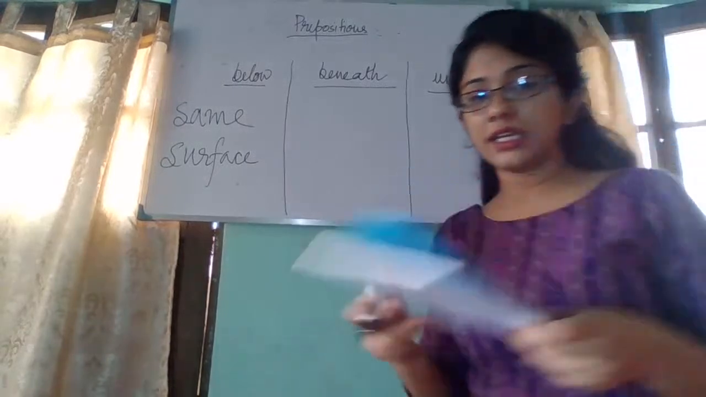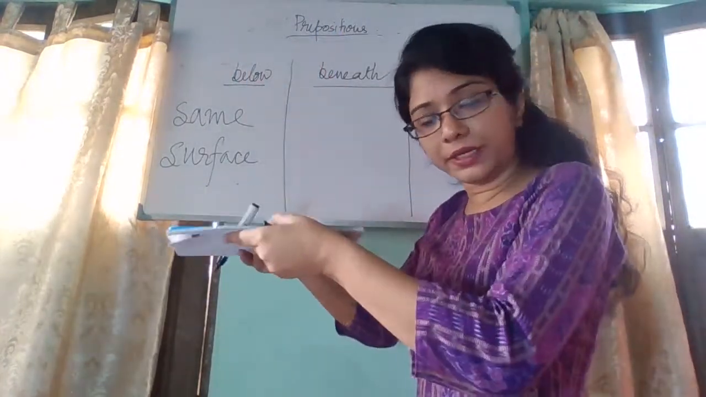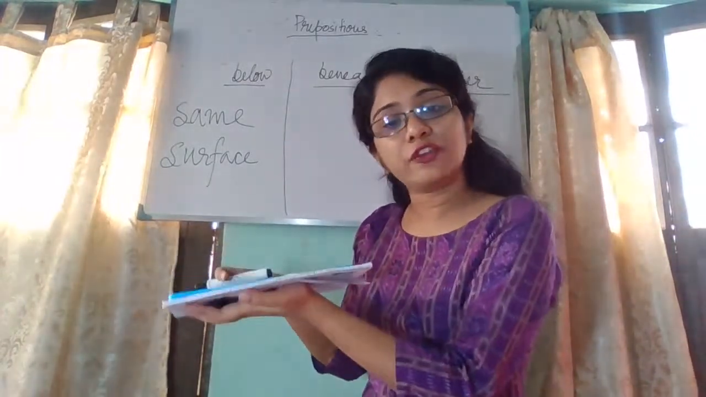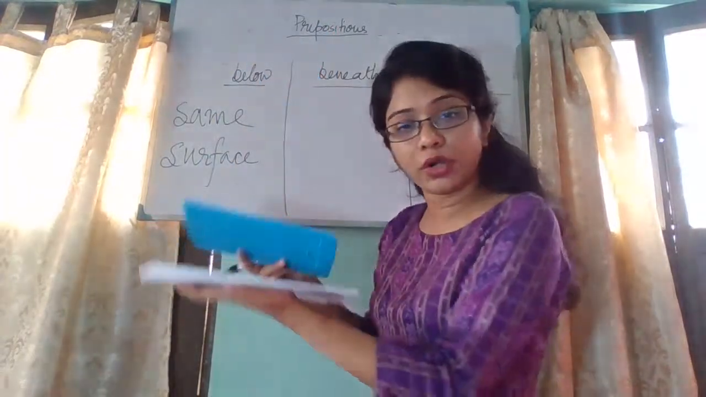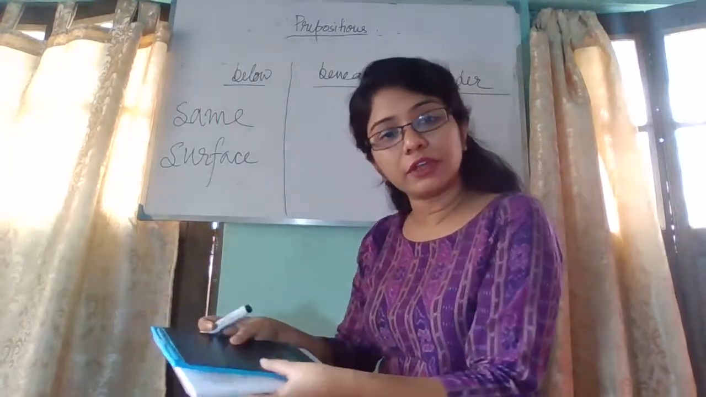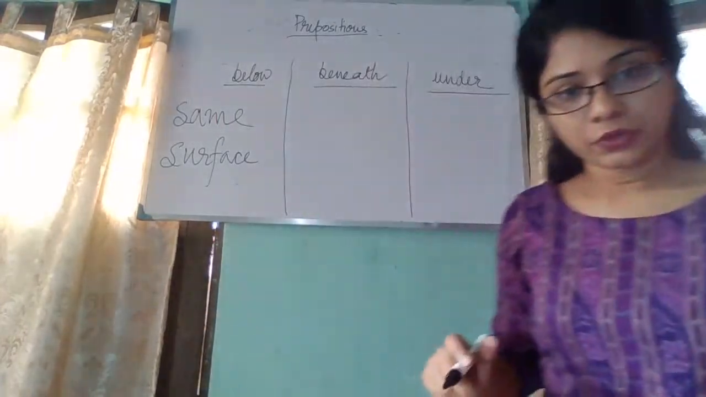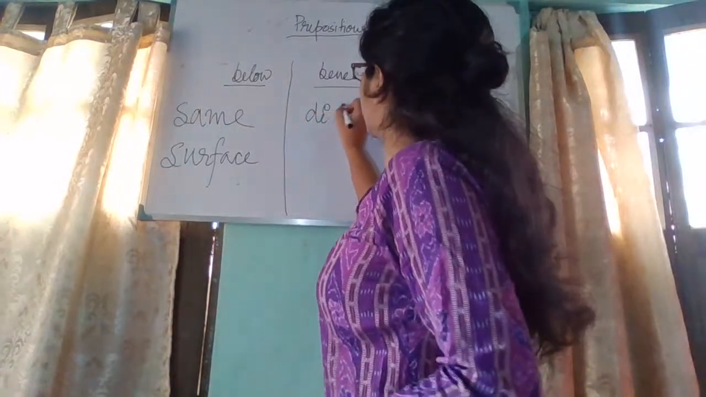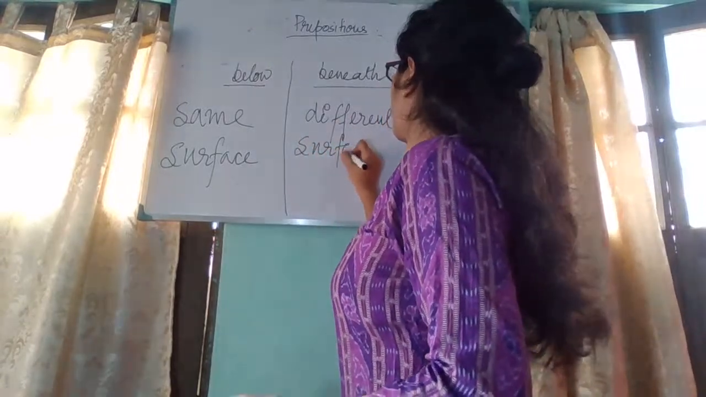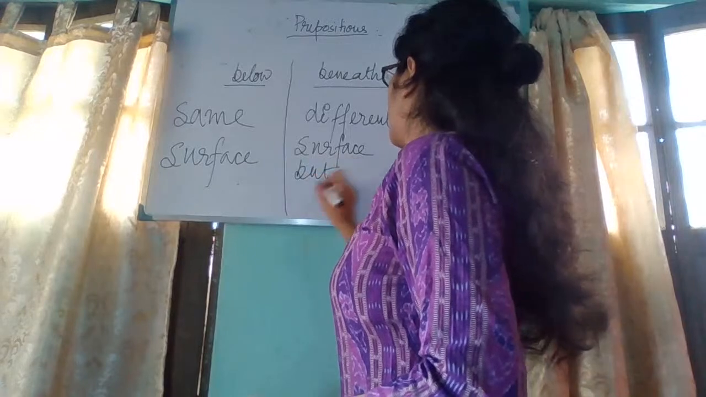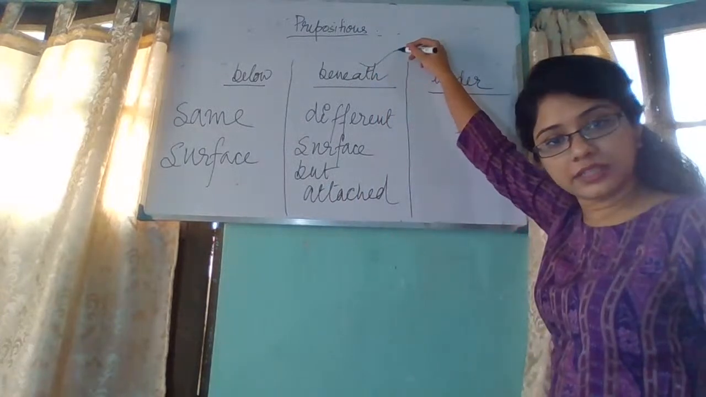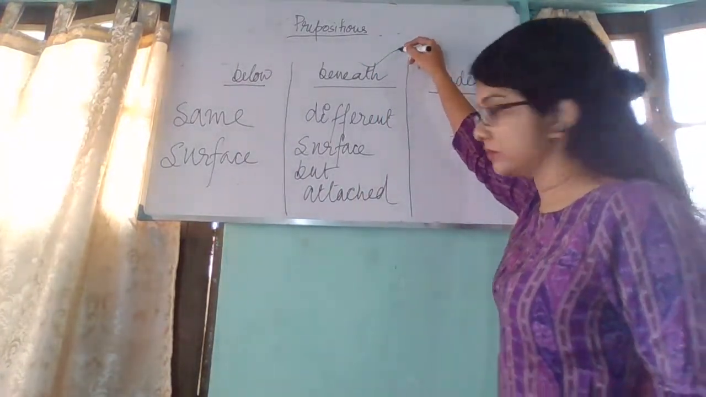Why different surface? See, the surface for the board is the copy. The surface for the copy is my hand. That is why they are having two different surfaces. Got it? Different surface but attached. That is being beneath. That is being beneath. Got it?